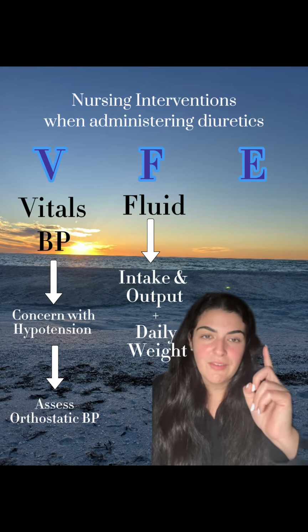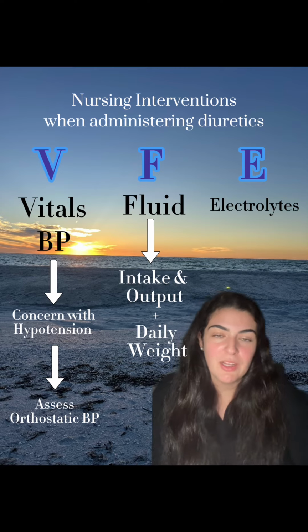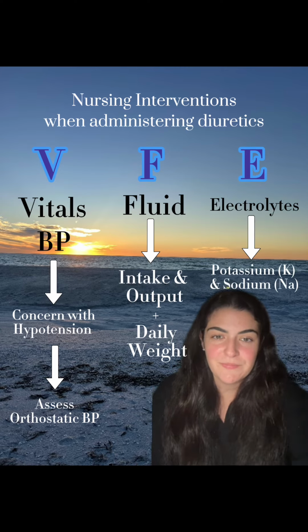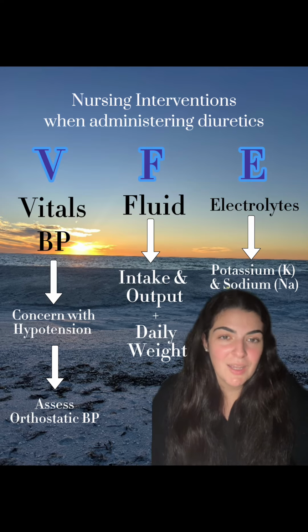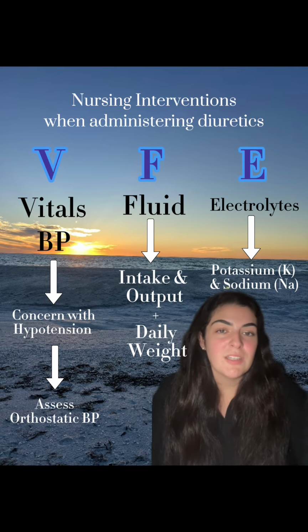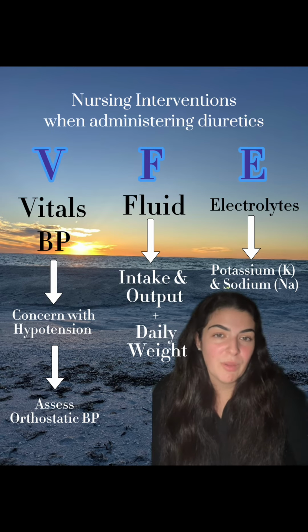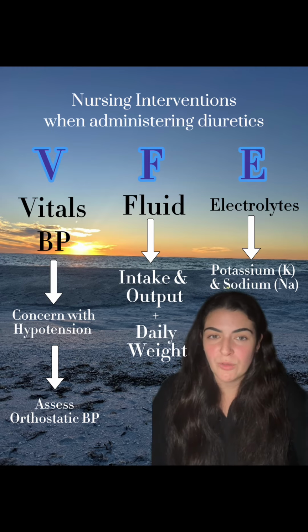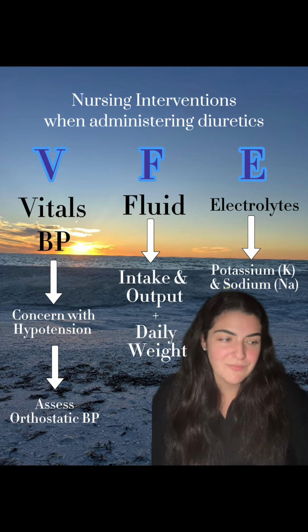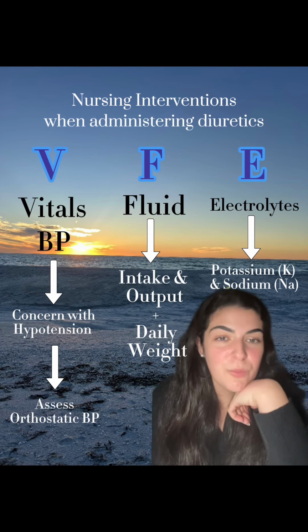And lastly, we have electrolytes. The 2 most important electrolytes when giving a diuretic are potassium and sodium. And this is so important because hypokalemia places an individual at risk for a cardiac arrhythmia. Lastly, sodium is also important to monitor because remember, sodium swells. So wherever sodium goes, water goes. So if I have a patient with fluid overload, I'm going to encourage that they have a low sodium diet. All right, I hope you learned something from this.